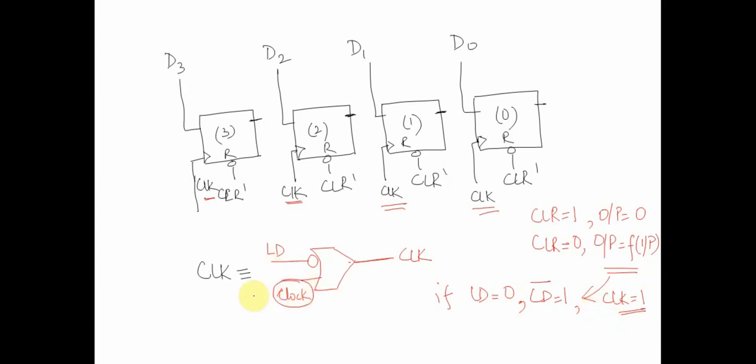So let's assume we had a normal running clock, and what we do is we make load equal to 0. It remains at 0. If it remains at 0, what will happen to this particular CLK? CLK would behave like this.